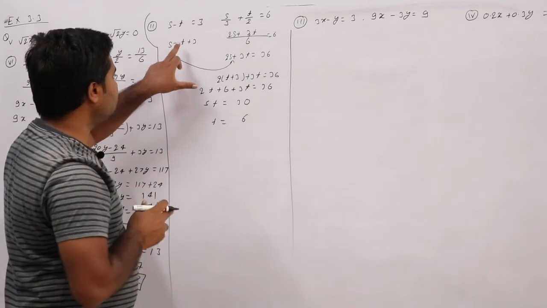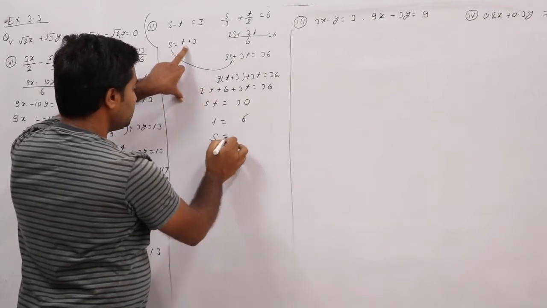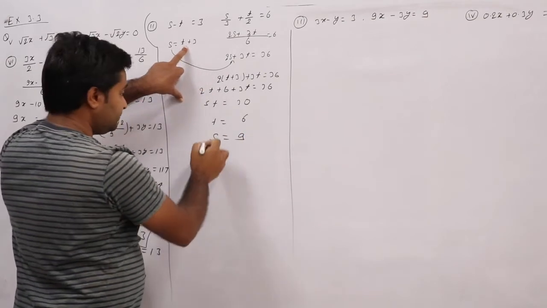Now this t put here. So 6 plus 3, s is equal to 9.